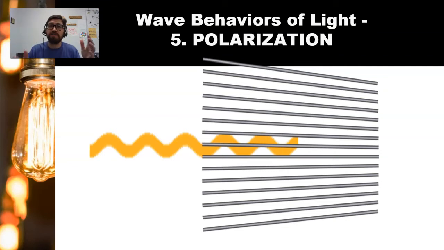Again, this is a wave behavior. It shows that light isn't simply just a particle flying through space. It's a wave that takes up some space and moves, and as we can see, if the wave is vibrating in a direction that is perpendicular to the filter, it's not going to get through.